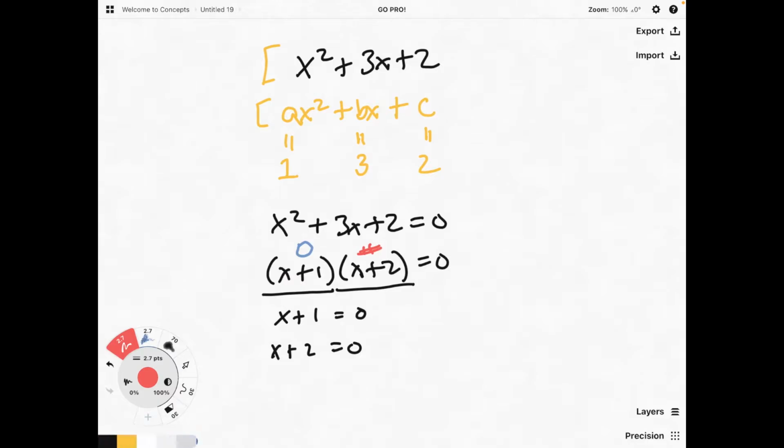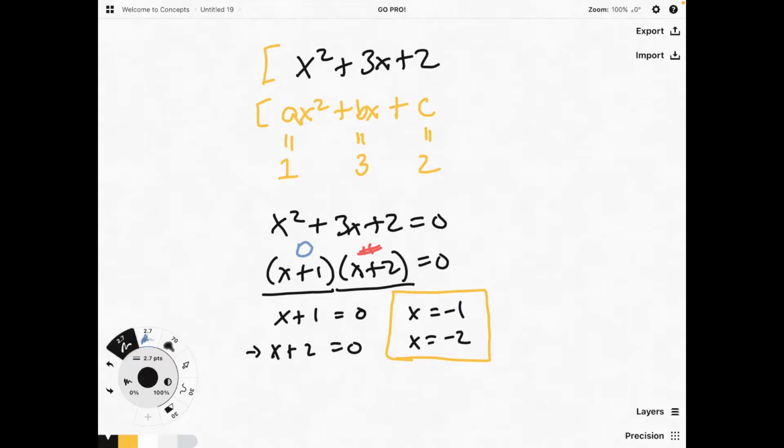If we solve our first equation, we have x plus 1 equals 0, move the 1 over, x equals -1, that's one answer. And we look at the second equation, x plus 2 equals 0, solving for x, we get x equals -2. And these are the values of x when they intersect the x-axis. If you want to check, you can plug this back into the equation.